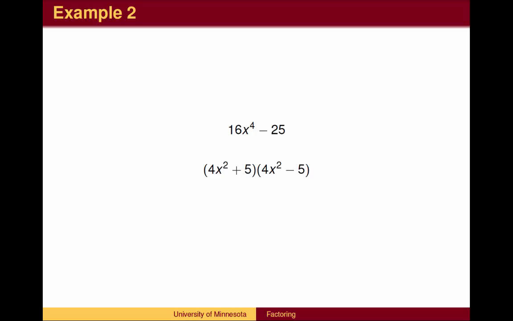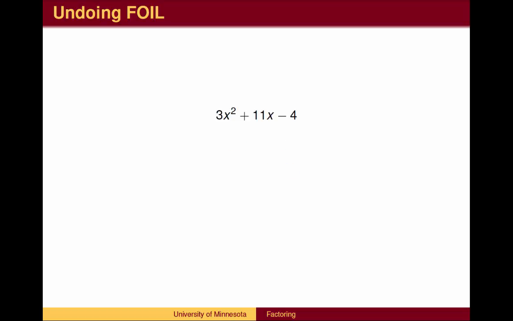(16x to the 4th) is 4x squared times itself. Here's another example. What can we multiply by itself to get x cubed? In this case, since the exponent is odd, we can't split x cubed evenly, so this expression cannot be factored.